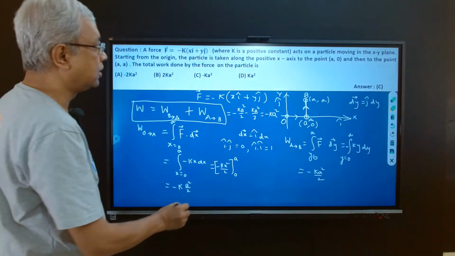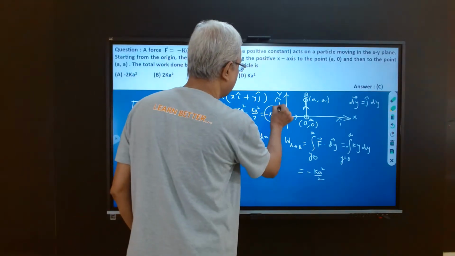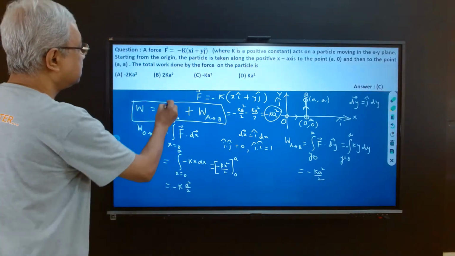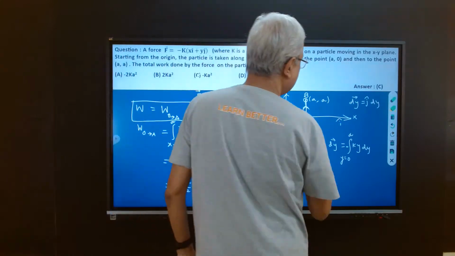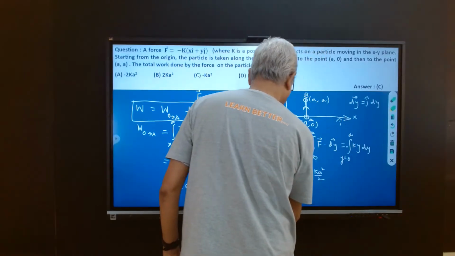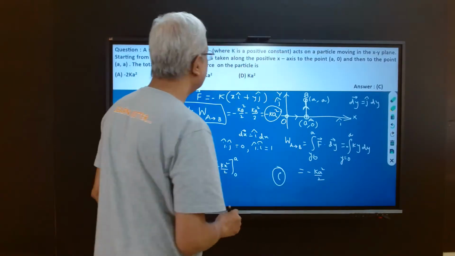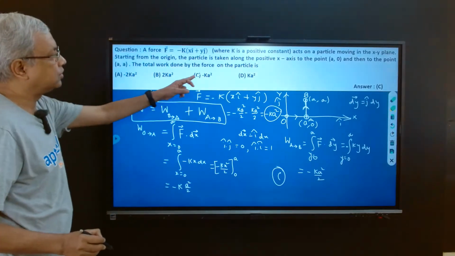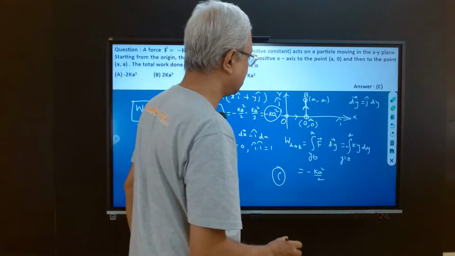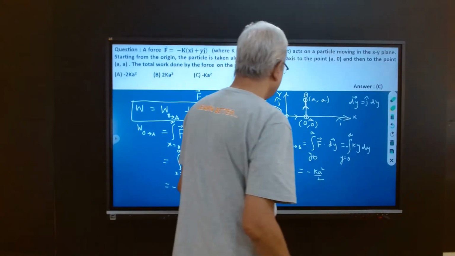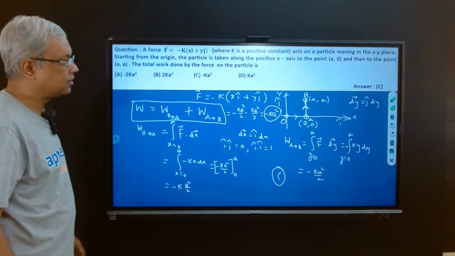Okay, so this is the work and therefore this is the right answer. This is k a square. So answer is C. C is the right answer. Answer is minus k a square by 2. All right. I hope it is clear.